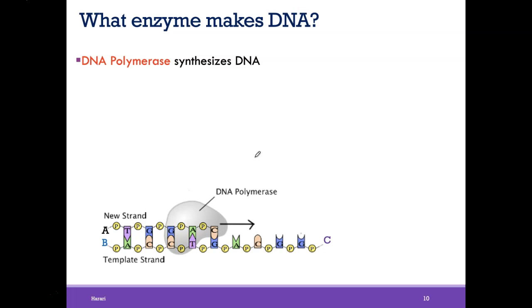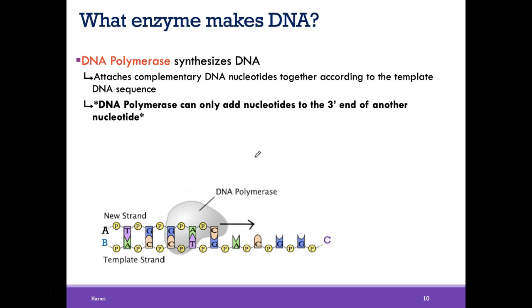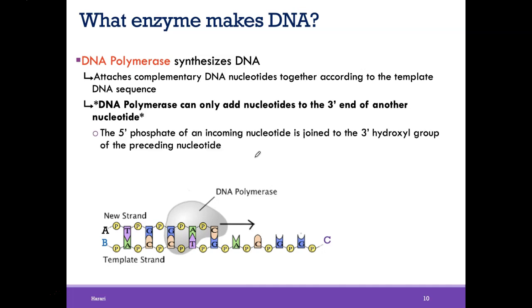And we said DNA polymerase is the enzyme that makes DNA. It does so by attaching complementary DNA nucleotides together according to whatever the template DNA sequence is. However, there's a catch. DNA polymerase can only add nucleotides to the 3' end of another nucleotide. So it has one direction it can go in. What this means is that DNA is only made from 5' to 3'. New DNA is synthesized 5' to 3'. I'm going to repeat this many times during this talk. So DNA polymerase can only make DNA 5' to 3'.